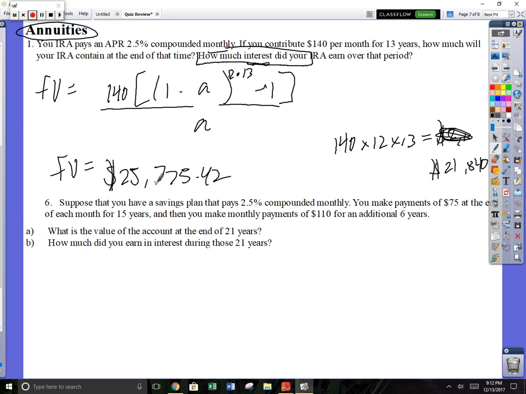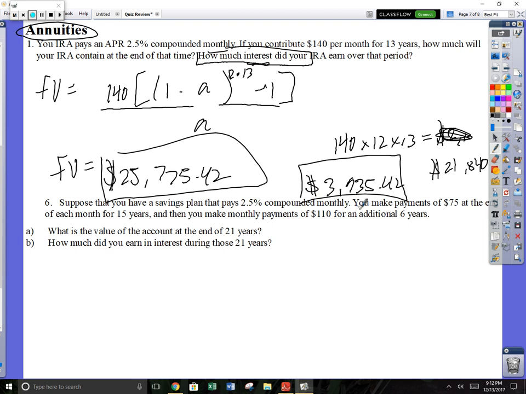So if I take the 25 grand, which is the total in the bank, and I minus that 21 grand, let's see, hold on, I gotta type this in, 25,775.42, take away my contributions. I only made 3,935 bucks and 42 cents. So that's not a great return.